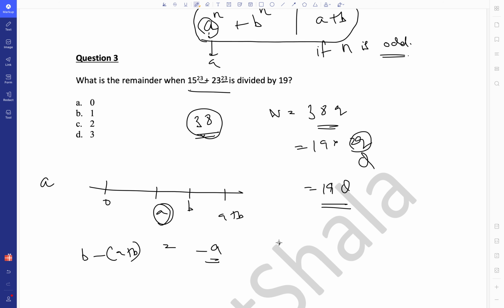The remainder is a raised to power n plus minus a raised to power n, and this will be 0 when n is odd, because when n is odd, this will become a raised to power n minus a raised to power n, which becomes 0. So the remainder comes out to be 0 when a raised to power n plus b raised to power n is divided by a plus b and n is odd.